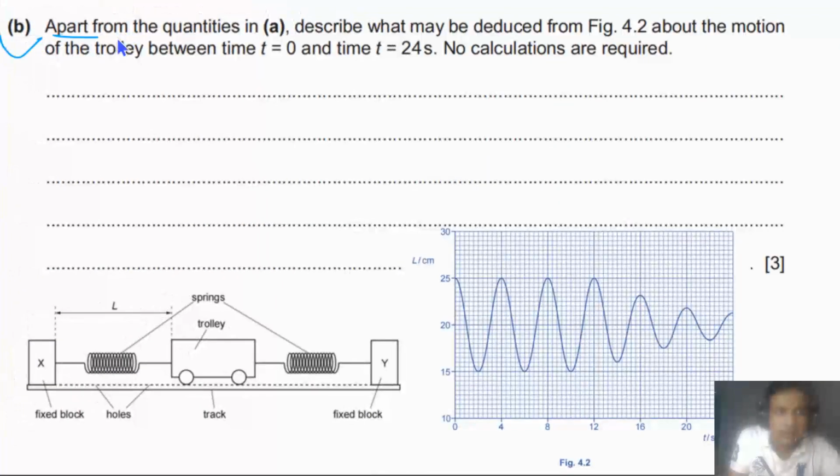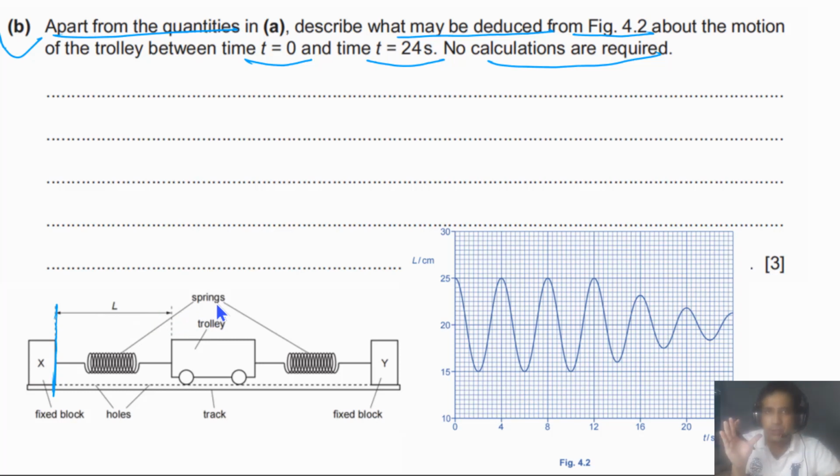Part B says, apart from the quantities in A, describe what may be deduced from figure 4.2 about the motion of the trolley between time t is equal to 0 and t is equal to 24 seconds. No calculations are required. So if you look at this given system, in this case, L is measured from this spot X. So if the trolley is moving to the right, L will increase. And if the trolley is moving to the left, L will decrease.